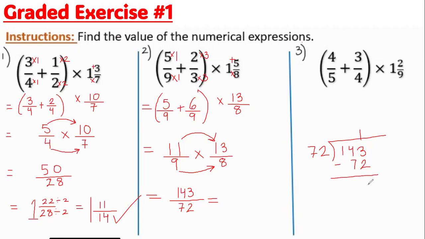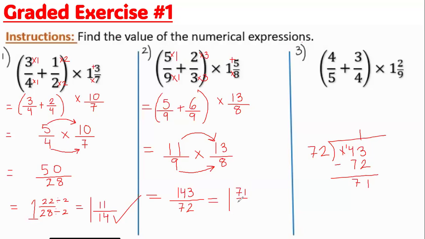3 minus 2 is what? 1. It's going to be 14 minus 7. 14 minus 7 is what? 7. So 71. So it's going to be what? 1 and what? 71 over 72.